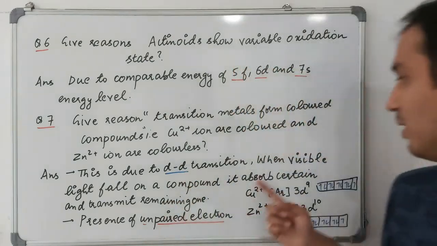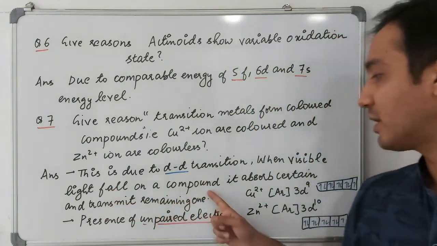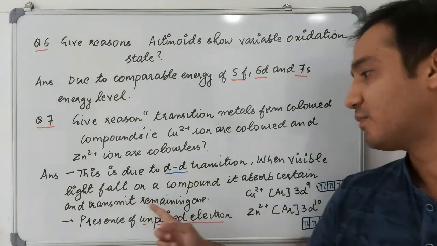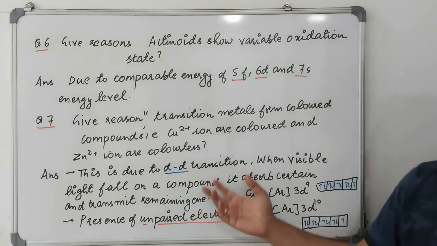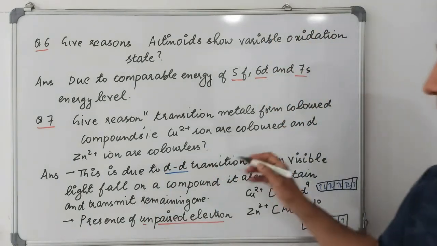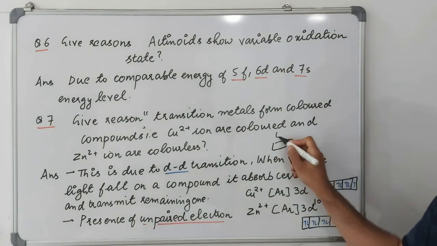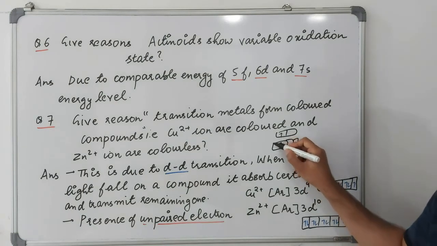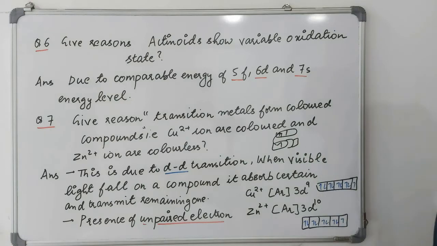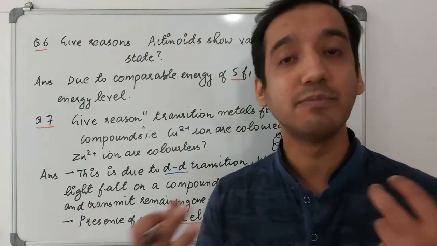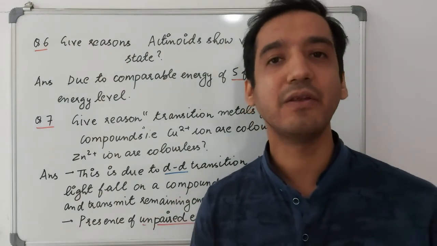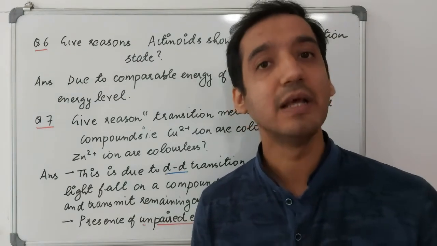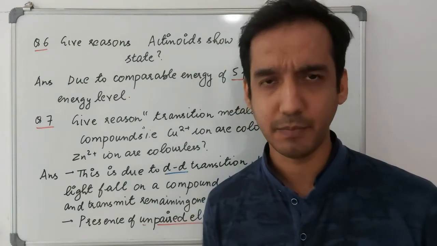So what happens? When visible light falls on a compound, it absorbs certain radiation and transmits the remaining. Suppose you have a d complex; the electron will jump from one d level to another. As a result, it will absorb some radiation and emit other radiation. The radiation which it has emitted is the color of the compound.